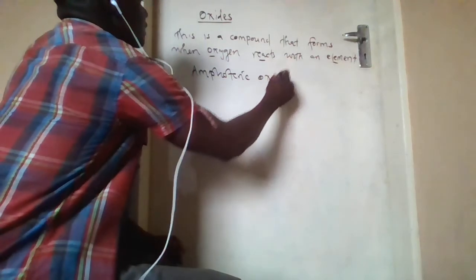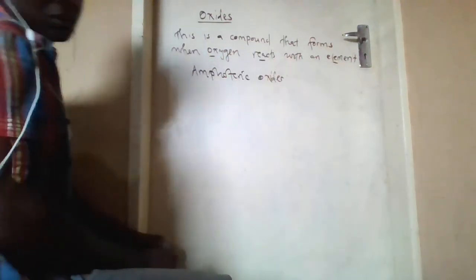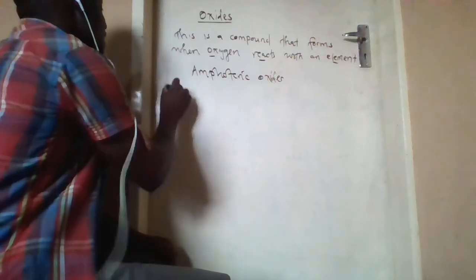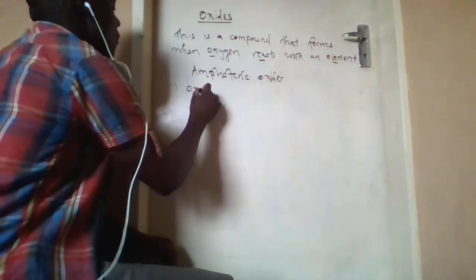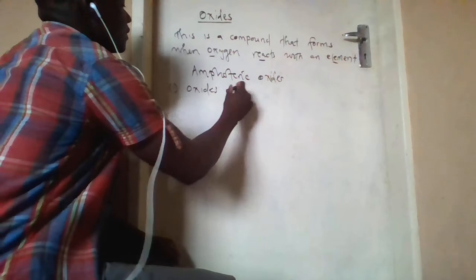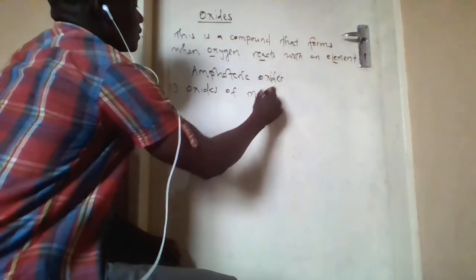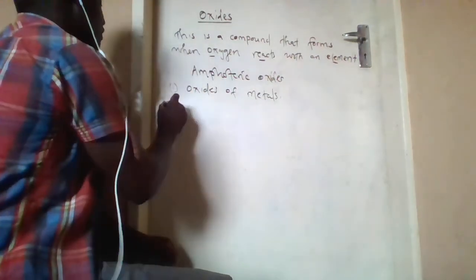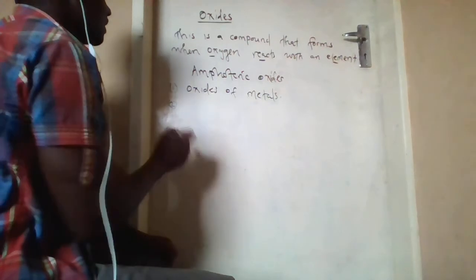Amphoteric oxides. What are these amphoteric oxides? One, they are oxides of metals. What else can we say?